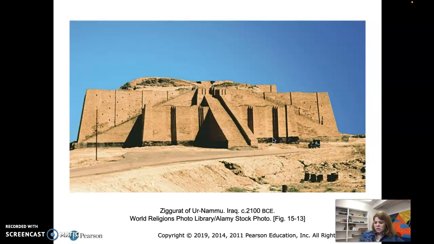So basically, the ziggurat is two successively smaller platforms on a solid base with a shrine at the very uppermost level. And the temple was closer to heaven. Only the priests and the priestesses were allowed to use the temple. So this is not like a public thing for everybody to use. Just the highest members of society, the priests and priestesses, were able to use the temple.